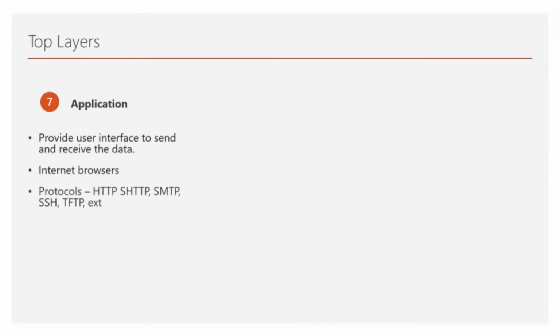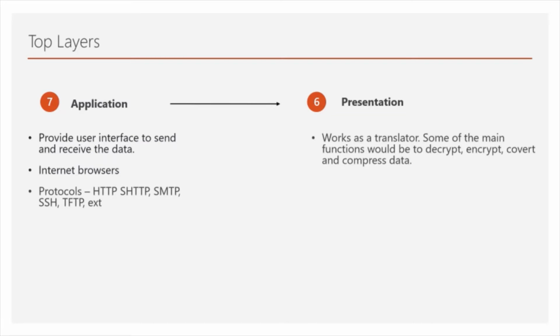So from layer 7 we then move on to layer 6, the presentation layer. Now the presentation layer is mainly responsible for the decryption, encryption, conversion and compression of data. It basically works as a translator. So the two communicating devices communicate using encoded methods, but what happens if they're different? This is what layer 6 comes in for.